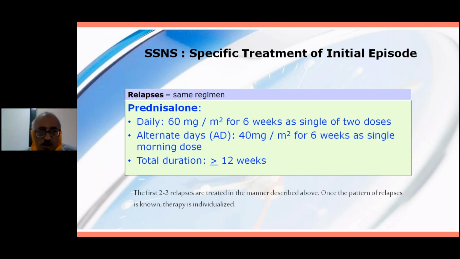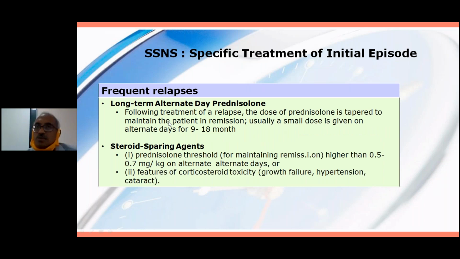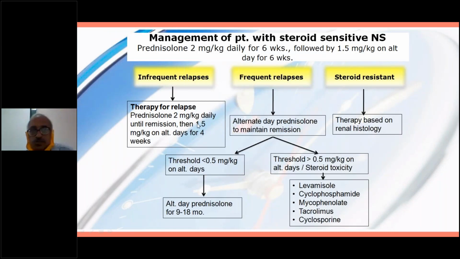The first 2 relapses are treated in the same manner. After 2 or 3 relapses, then you have to think of the alternative drugs. For frequent relapses, where the patient keeps coming back, as I said, the definition I have already given, you have to continue prednisolone for 9 to 18 months. The only thing is how much dose you are giving. If the prednisolone dose threshold is 0.5 to 0.7, that alone is enough, but if features of corticosteroid toxicity are there, or the threshold value of more than 0.7 is necessary, think of steroid sparing agents. What are the steroid sparing agents? This is the same thing I actually mentioned.